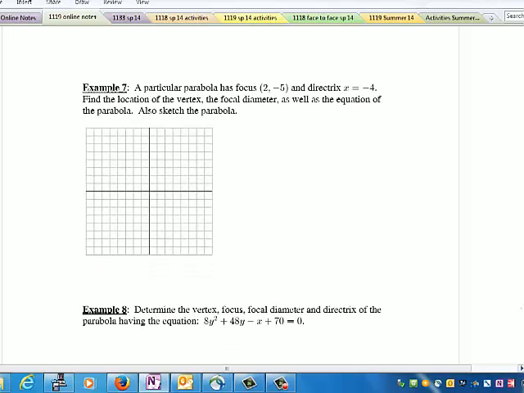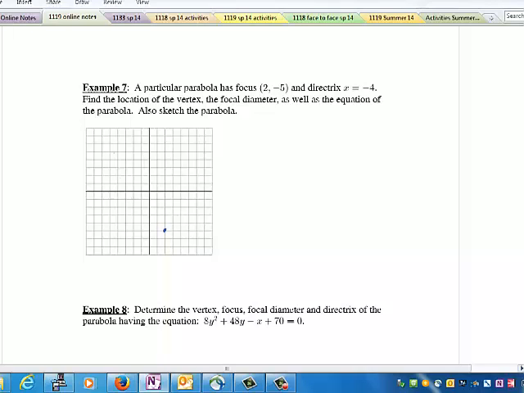Another example with a shift involved, so we don't have the vertex at 0, 0. Here we're told the parabola has focus 2, negative 5, so I'm going to mark that point: 2 to the right, 5 down. And directrix x equals negative 4. So this time we're going to be opening to the right.